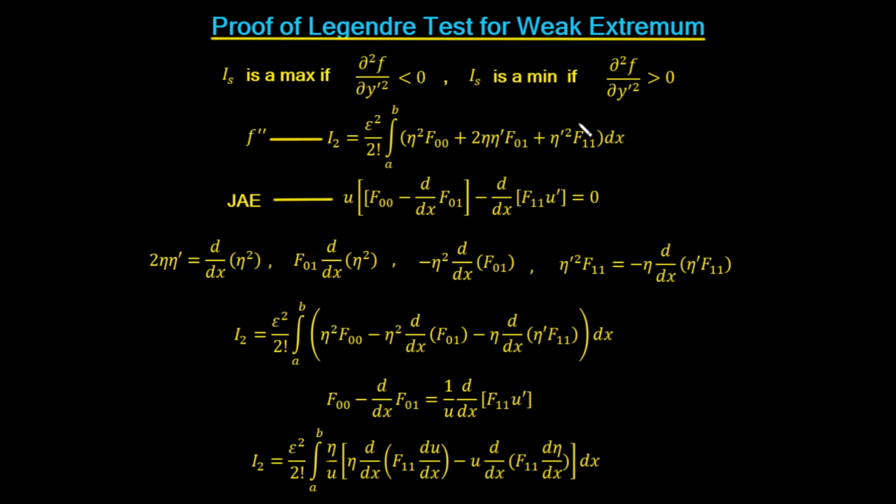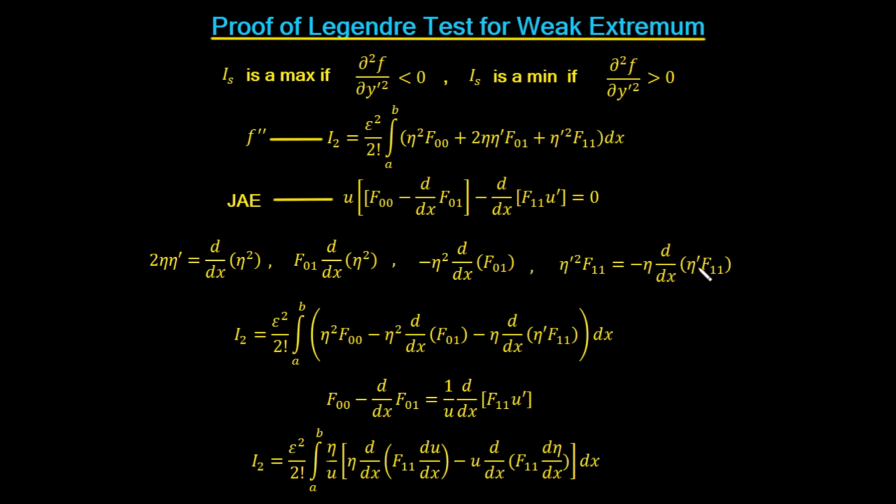So this term here, which is eta dash squared f11, well, that's the same as saying minus eta d by dx of eta dash f11. Now we can see that because if we were to do integration by parts on this, then we would just end up back to this here.